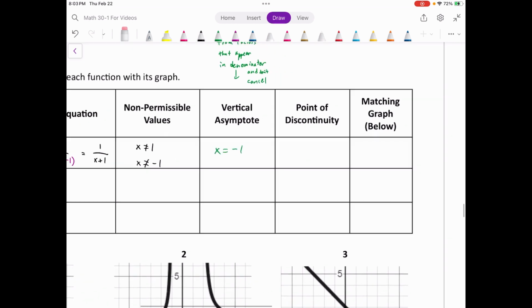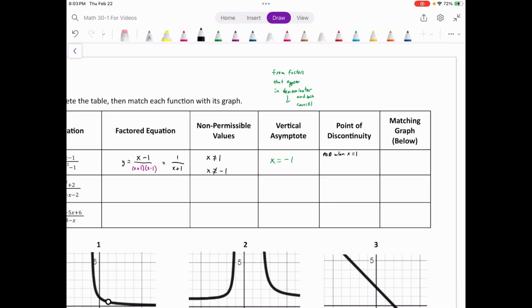Let me give myself a little more room there. I'll say POD when x equals 1. Now it's a point, so it has an x coordinate and a y coordinate. How are we going to get the y coordinate? Well, we can't put x equals 1 into this equation. It just gives us something undefined. But we can figure out, generally, what y would be on this graph when x is 1, by using the simplified version, where we can actually make x 1. So that's how we can get the y coordinate of a point of discontinuity. So we'll use the simplified equation, y equals 1 over x plus 1. So what is y when x is 1? Well, it's 1 over 1 plus 1, which is 1 over 2, which is 0.5.